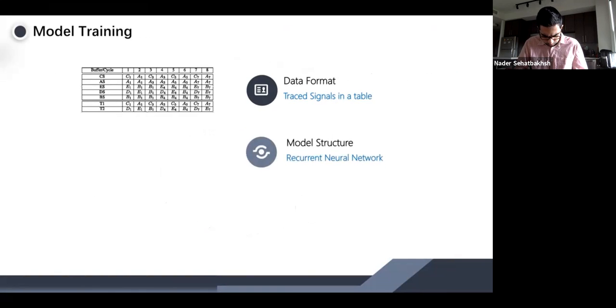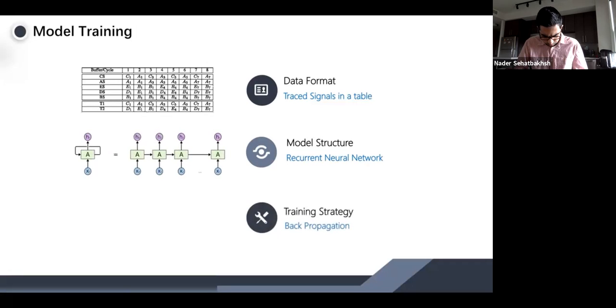Because we are dealing with time sequential data, the structure of the model is selected as the RNN, which is like this. And the training strategy is general backpropagation.